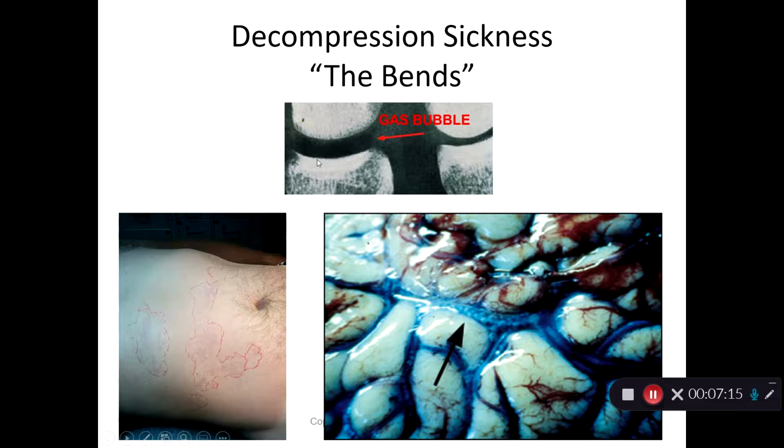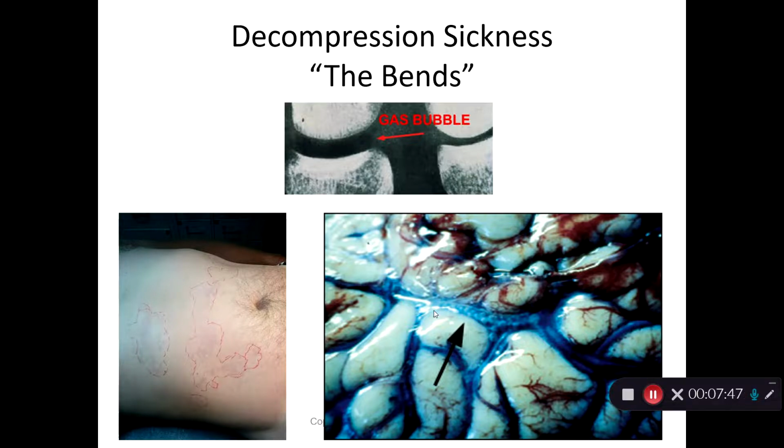Here's a joint with a gas bubble in it. These markings that they've lined out on this gentleman here are actually those air bubbles coming out of solution and lysing cells. Here's another example. This is brain tissue. You can see that bubbles have formed inside that brain and inside that cerebral spinal fluid. And that is no good whatsoever.